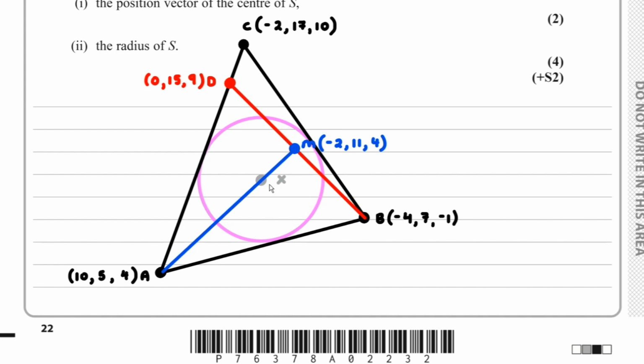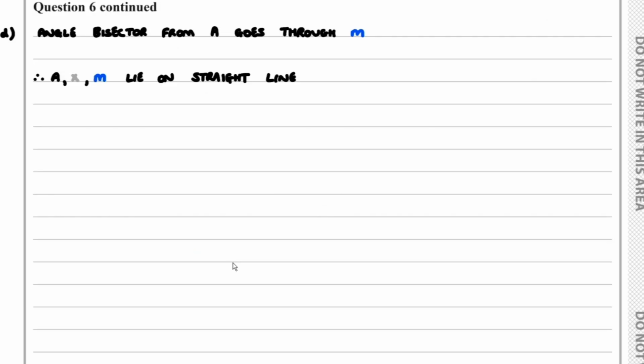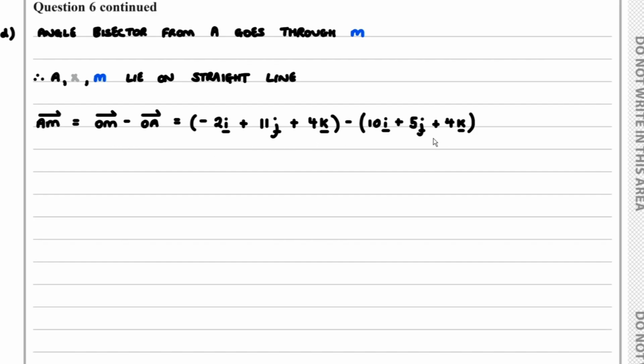To find out what the point X is, what we can do to begin with is find out what the vector AM is. So AM is equal to OM take away OA. So I've got the vector OM, which is negative 2i plus 11j plus 4k. Subtract the vector OA, which is 10i plus 5j plus 4k. And working this out, we get negative 12i plus 6j. And because AXM lies on a straight line, AX is in the direction of 2i plus j, which is a factor of this vector here.